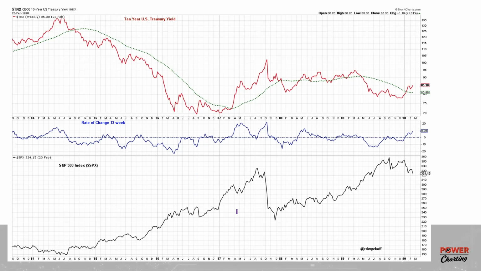I wanted to show you the 10-year Treasury yield back in 1986, 87, 88. And you can see here that there's a base building in yield. So this is low yields, a base is being built, and then you have an upward trend of US Treasury 10-year yields that has taken place. I put a 13-week rate of change.